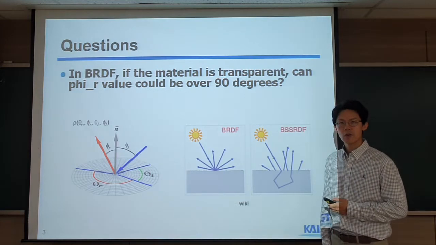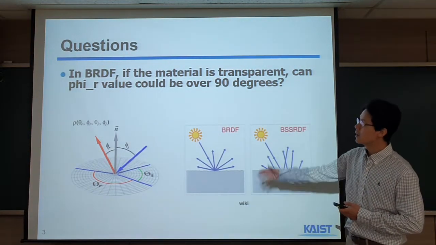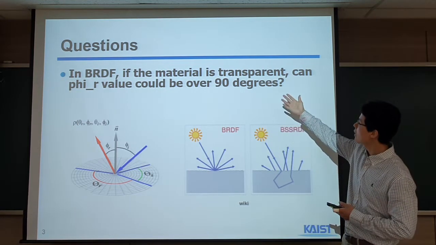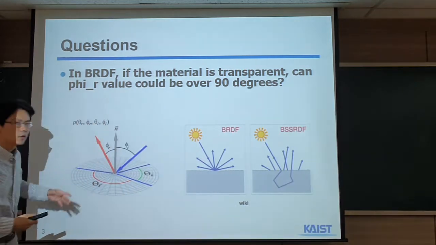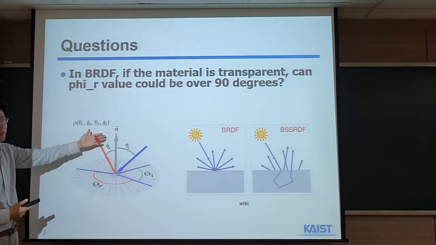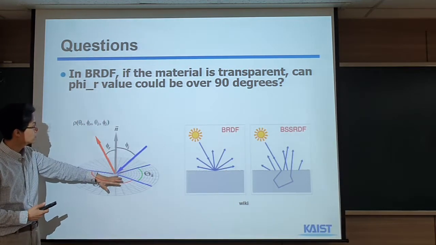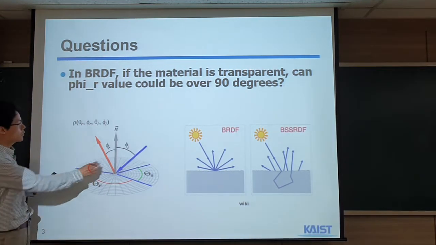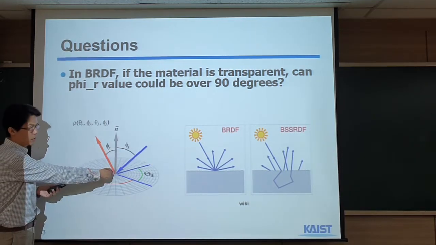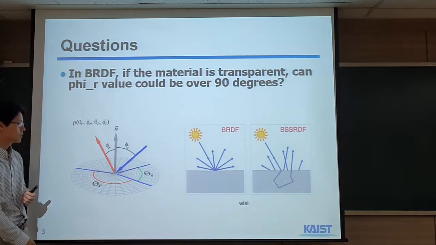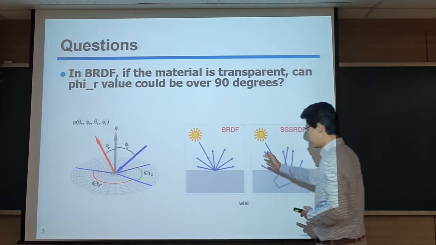One of your fellow students asked a question about the BRDF. For example, if the material is transparent, then the outgoing angle may be more than 90 degrees, in other words, passing through the boundary of the surface. Yeah, that's correct. I also got this figure from the wiki.